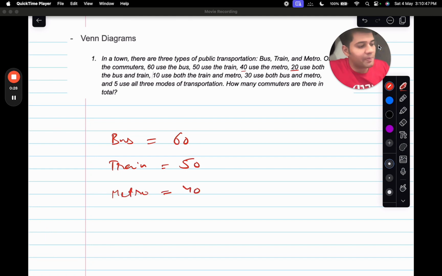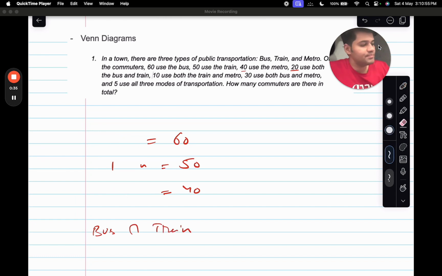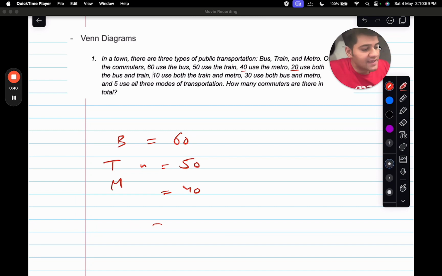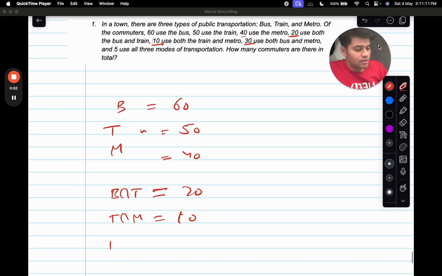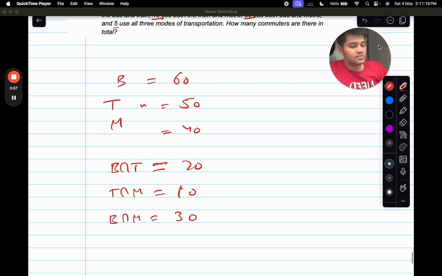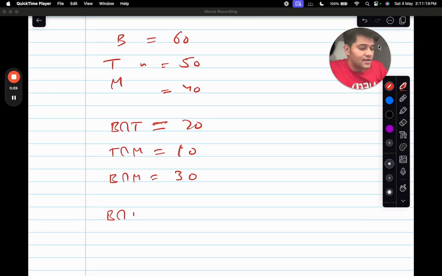20 use both bus and train. Instead of writing bus, train and metro, I would write B, T and M. So bus intersection train is 20. 10 use both train and metro, so train intersection metro is 10. 30 use both bus and metro, so that data is 30. And 5 use all three modes, so that is the intersection of everything, 5. So how many people are there?